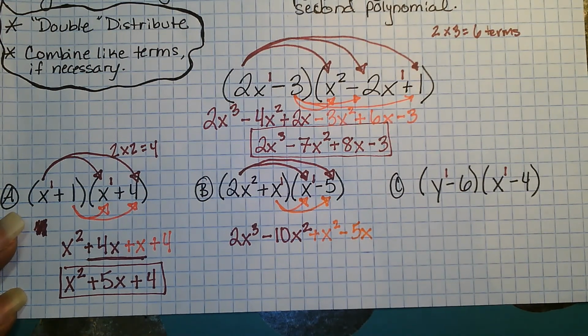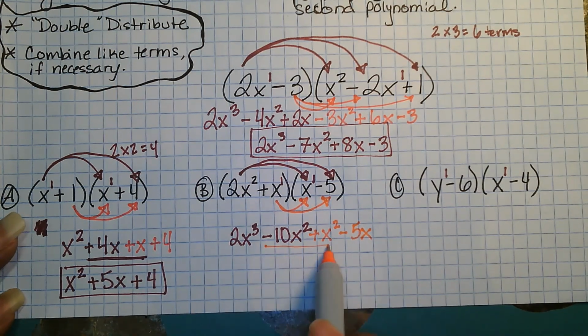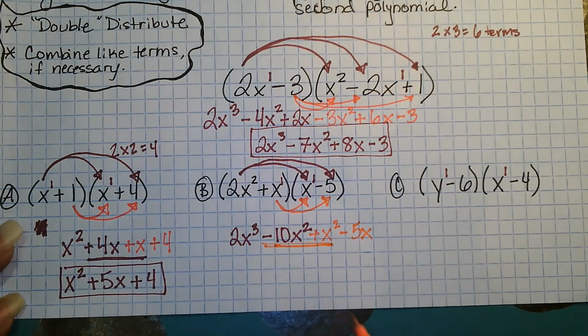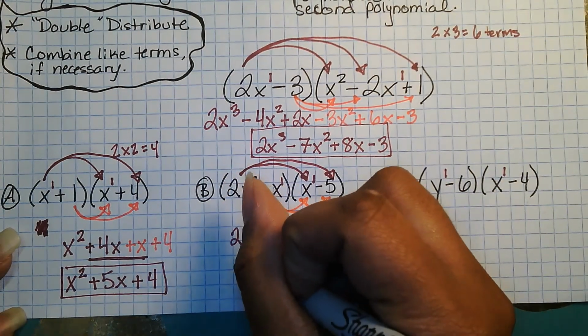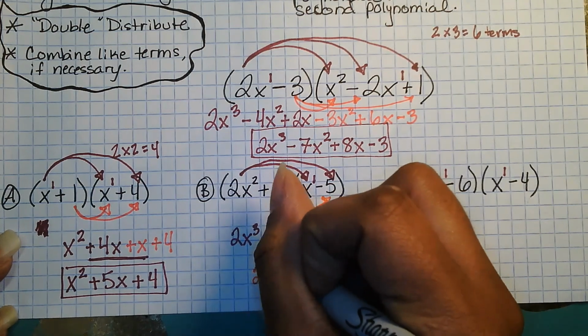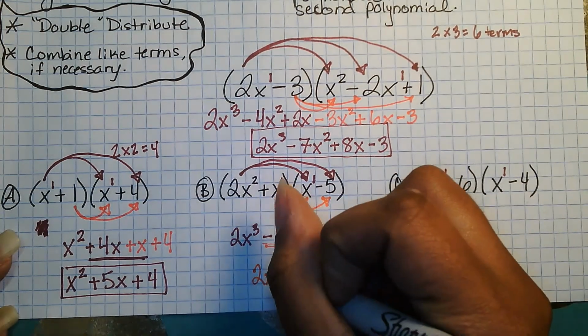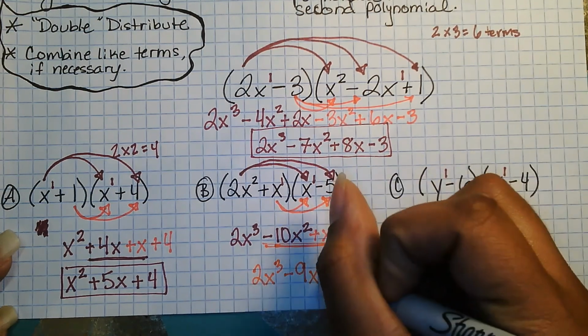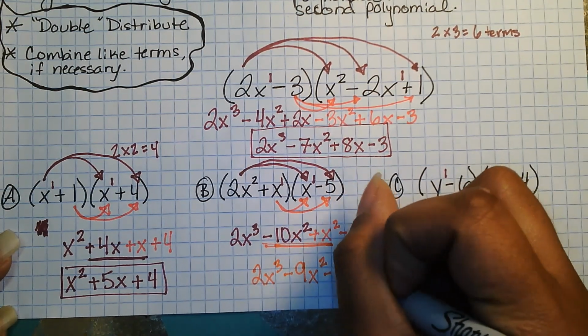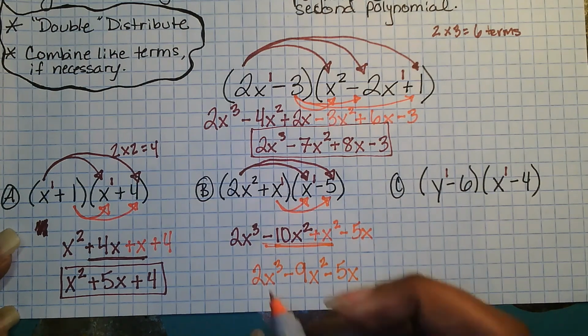Okay, and then we combine like terms. I notice again that my like terms are in the middle. So our final answer in standard form will be 2x cubed minus 9x squared minus 5x.